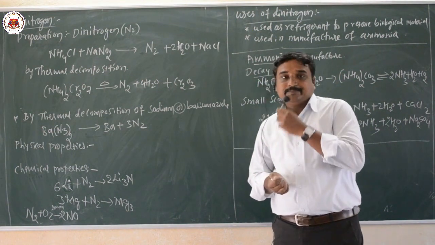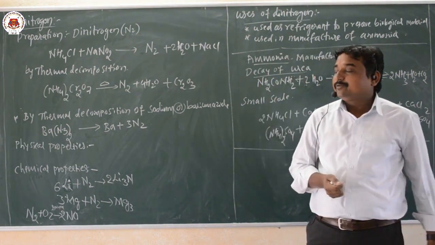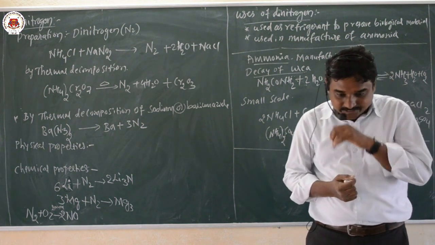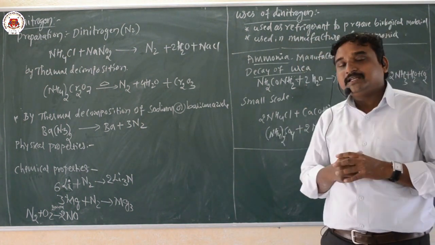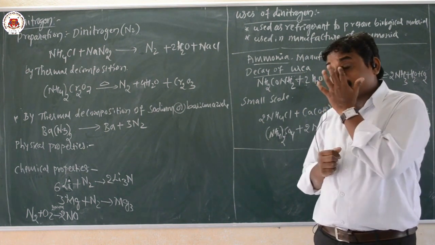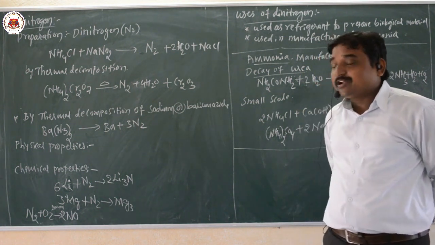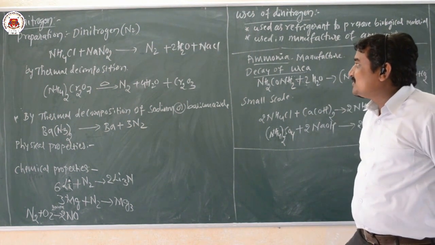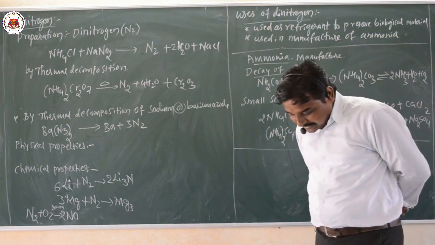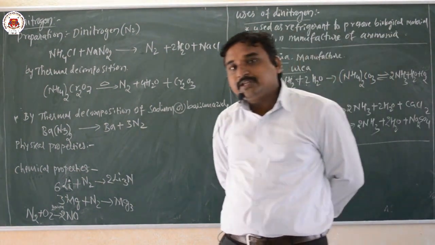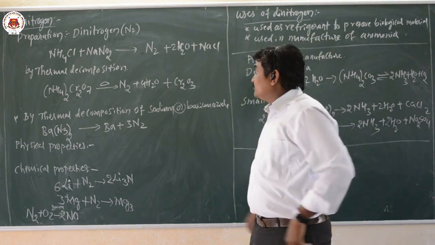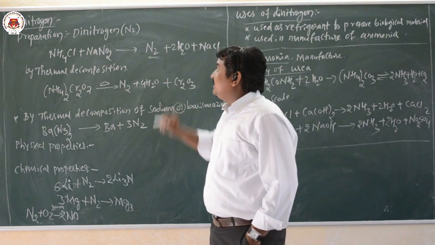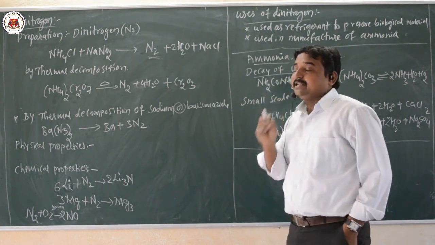In this session, I am going to start the preparation of dinitrogen. Dinitrogen is prepared by the reaction of ammonium chloride, NH4Cl, with sodium nitrite, NaNO2. There is a formation of dinitrogen. This is one of the methods for the preparation of dinitrogen.